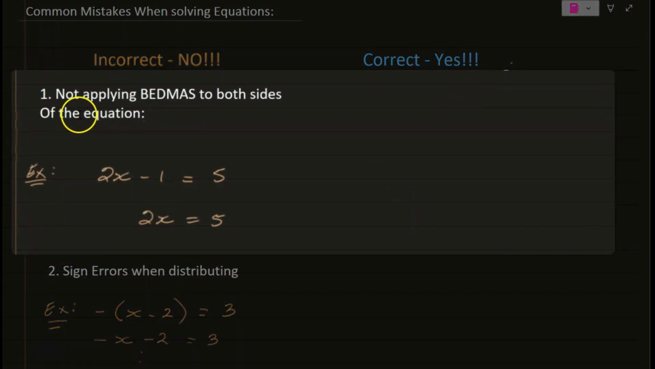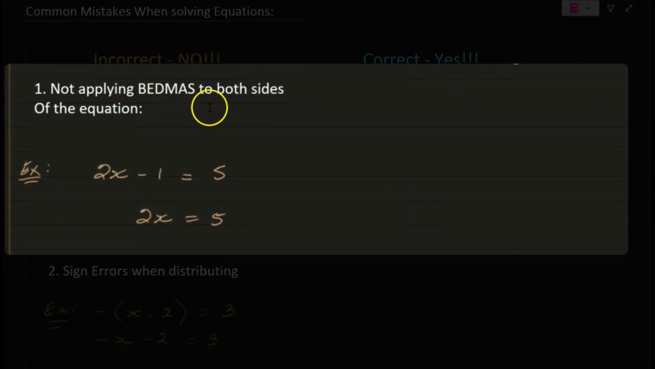First one, not applying both sides of the equation, is a typical example that I see all the time. What students would do is, okay, well, we have to get rid of this -1. Well, we're going to add 1 to both sides of the equation, but they don't actually do both sides. They just add to one side. And then the next step is 2x equal to 5, and then they go ahead and solve. Well, that is not correct.